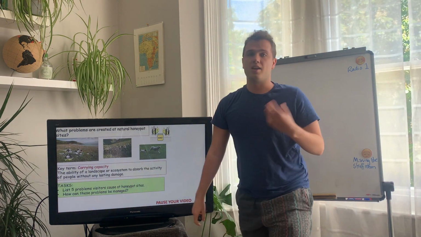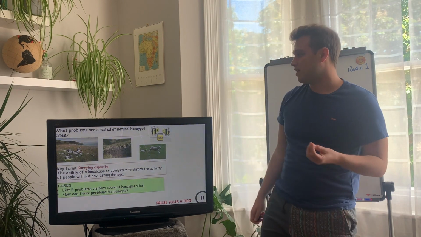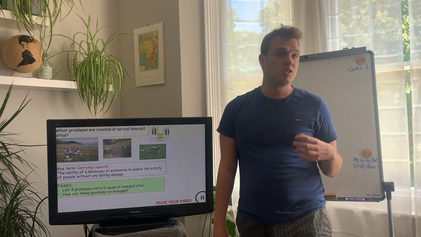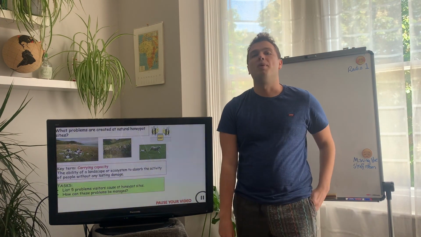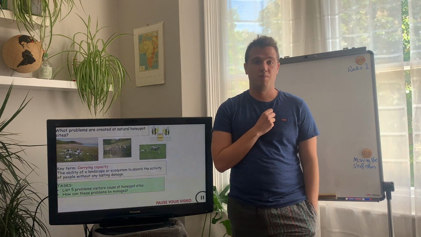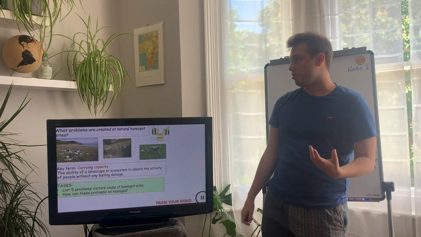Obviously these honeypot sites, which attract a large amount of people, are going to have problems created at them as well. And when we talk about how much damage a site can take, tourists are pretty sloppy, pretty lazy. I try not to be, but I'm sure lots of people are. And they cause damage and problems in these honeypot sites.